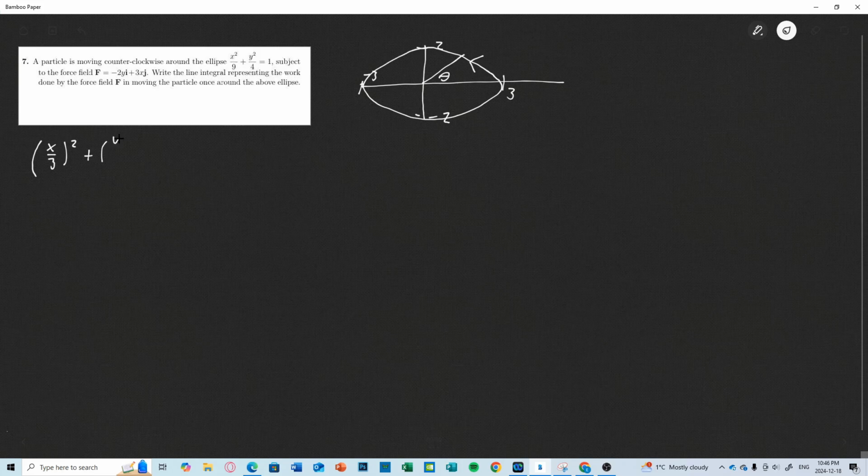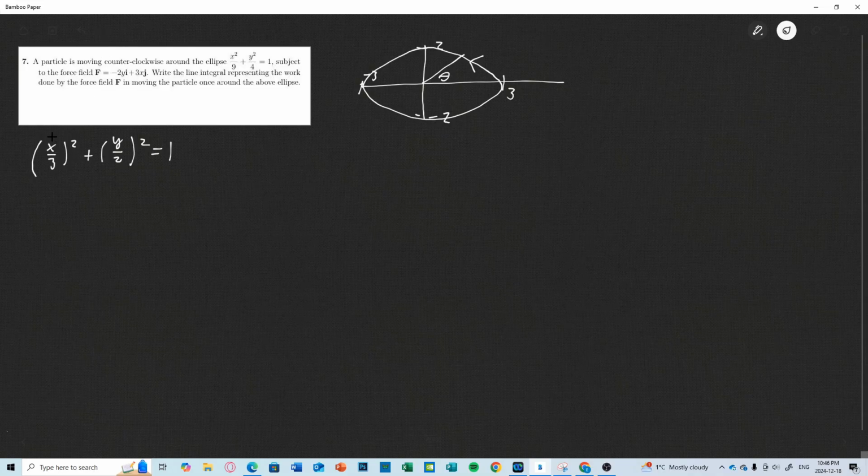So we're going to start off by drawing our ellipse. So we have our x and y going from 3, negative 3, and 2, negative 2. So it'll look like that. And we have our angle, and we're moving counterclockwise. So our x squared over 9 plus y squared over 4 just becomes x over 3 squared plus y over 2 squared is equal to 1.